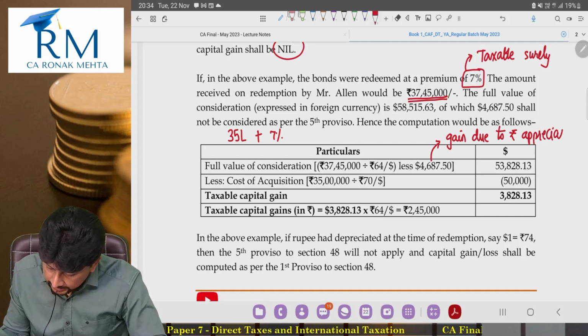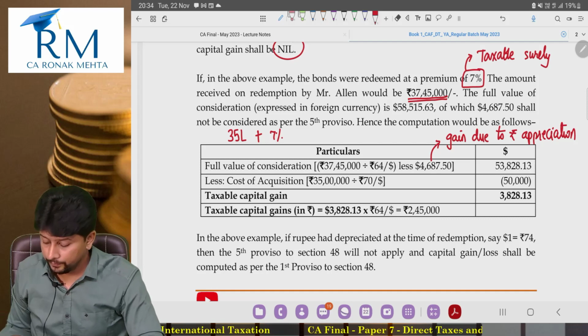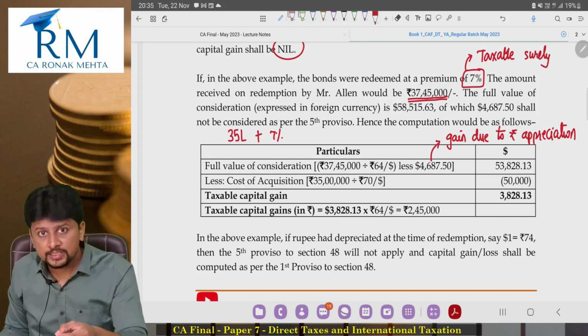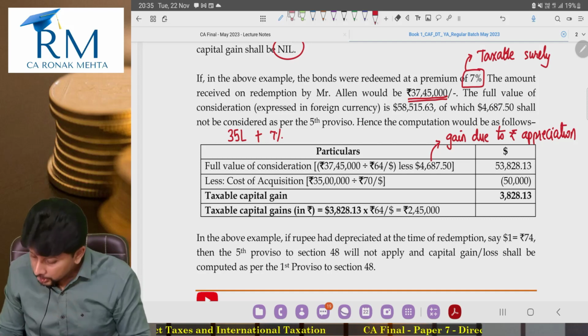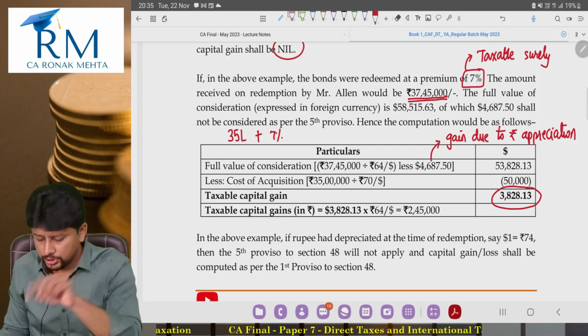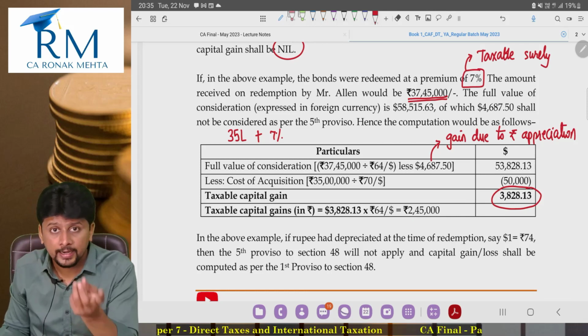This will not be taken into account for full value of consideration. Remove it, take it out. Balance what remains is the FVC, which includes the premium component redeemed at a premium. So it is only $3828.13, which at the rate of 64 will be converted. 64 is the exchange rate at the time of transfer.